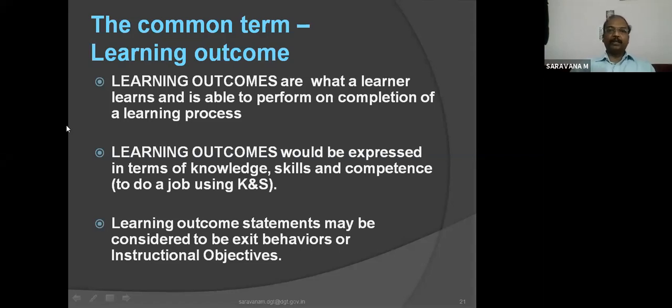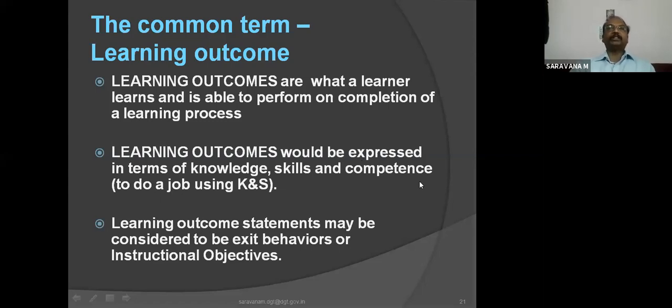After successful completion of a particular lesson or a particular skill, what the learners will be able to achieve is called the learning outcome. This learning outcome, whatever the learners will achieve, is predetermined. That is why the NSQF syllabus or reference books are considered outcome-based materials and outcome-based syllabus. Learning outcomes are what a learner learns and is able to perform on completion of the learning process, and they are expressed in terms of knowledge, skills, and competence.